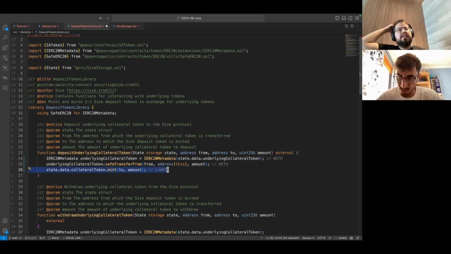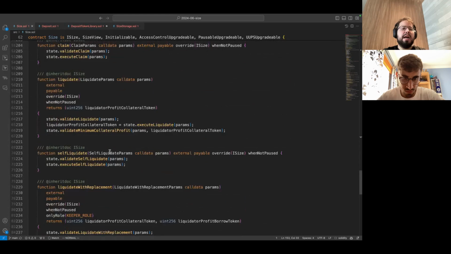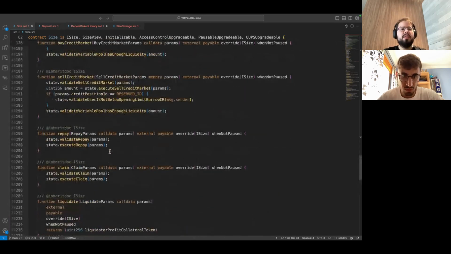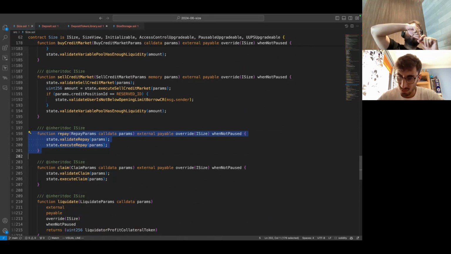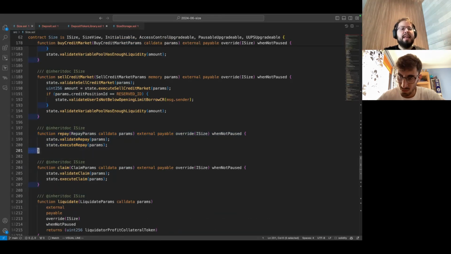And what's the purpose of that? The idea is that we can make sure that there's only one way that you can grow your Ether balance, through the deposit function. All the other functions rely on you depositing first. So this is interesting because, for example, if you have a loan and you are now repaying that loan, you need to first deposit USDC, and then you will get size USDC, and then you repay the loan, and you are not repaying with USDC, you are repaying with size USDC.